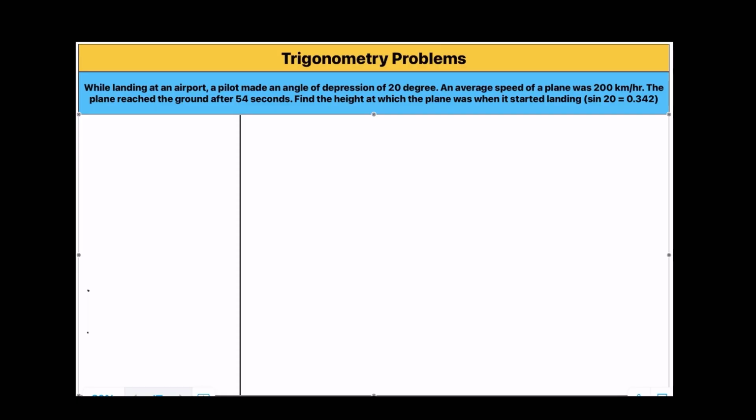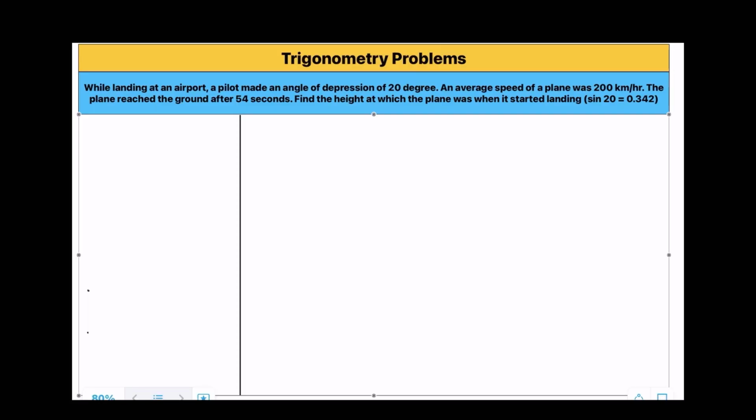Let's solve an interesting problem. While landing at an airport, a pilot made an angle of depression of 20 degrees. The average speed of the plane was 200 km per hour. The plane reached the ground after 54 seconds. Find the height at which the plane was when it started landing. We have been given the sine 20 value of 0.342.